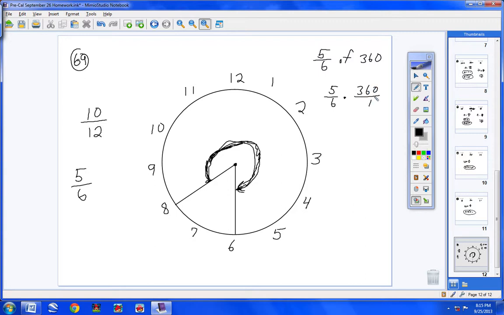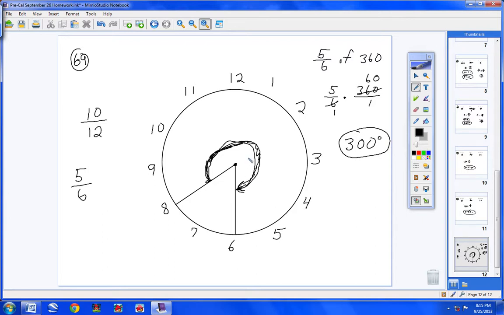By the way, why am I using 360? Because there are 360 degrees in one rotation. So if you would have gone all the way around, that would be 360 degrees. But you didn't go all the way around. You only went 5/6 of the way around. So we're taking 5/6 of 360. Of course, 6 goes into 6 once. 6 goes into 360 60 times. And 5 times 60 is 300 degrees. Cool. So that's how many degrees you rotated around.